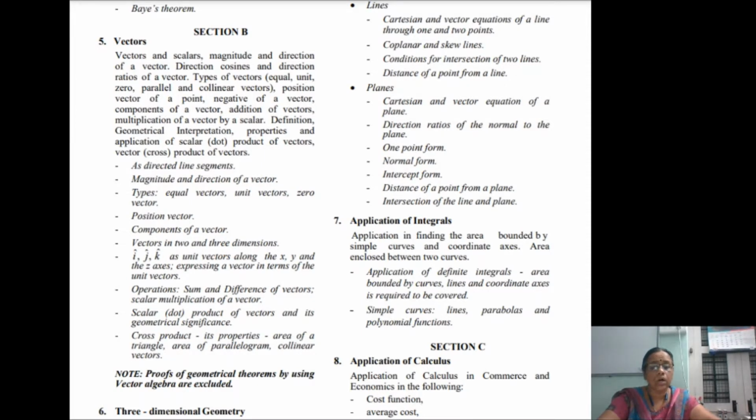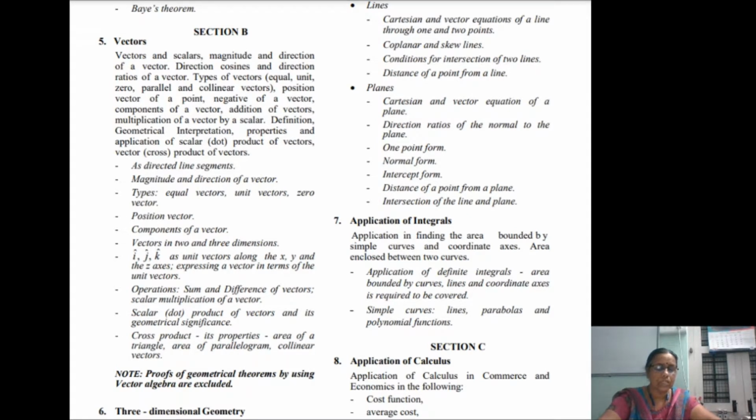What they have told us is that they don't ask any geometrical theorems. In your textbook you will see many geometrical theorems proved, but they will not be asked in the exam. Only these concepts are to be focused on, and that too it is only for 5 marks. So 5 marks probably means one 4-mark question and one 1-mark question, or it can be two 2-mark questions and one 1-mark question. Like that it can be given.